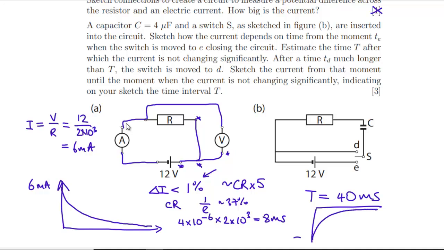So it's going to be starting at -6 because we're going in the opposite direction. That's -6 milliamps. So yeah, the current has changed direction on this because now we're discharging it, and indicating on your sketch the time interval T. So we'll have the same T on both of these.